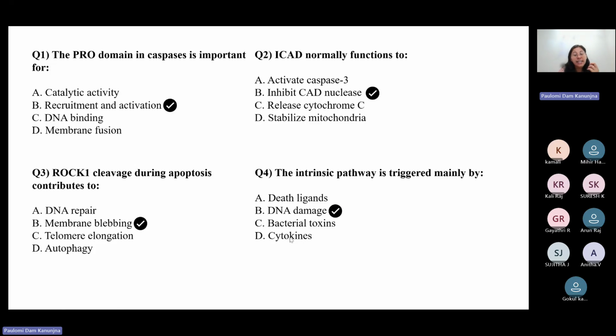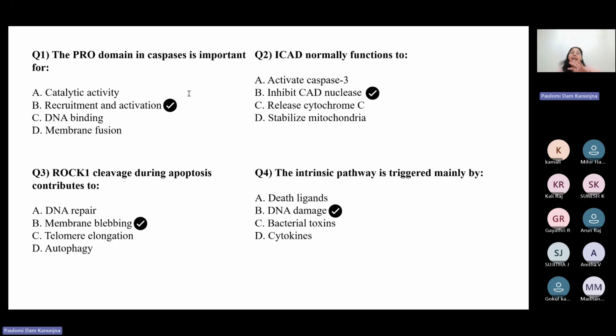ICAD's full form is inhibitor of CAD. What is CAD? CAD is caspase-activated DNase, the enzyme DNase which is activated by caspase. This happens when your apoptosis has to take place. So that complex is called CAD, which functions under caspase activity. When there is no caspase, it has to be inhibited. So this ICAD basically inhibits those.